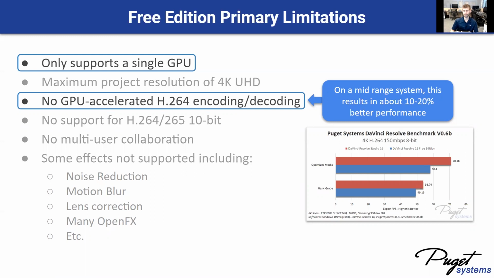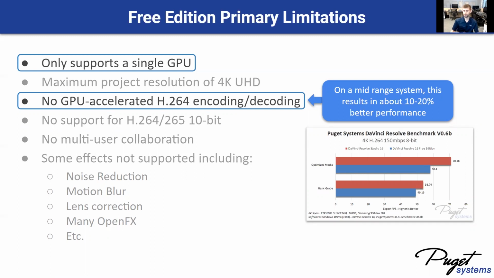If I remember right, it was a 9900K with a 2080 Super. And well, I guess that's a mid to high-end system. And that's a lot, 10 to 20%. For $300 for the Studio Edition, that's more performance than you would get out of a $300 hardware upgrade.